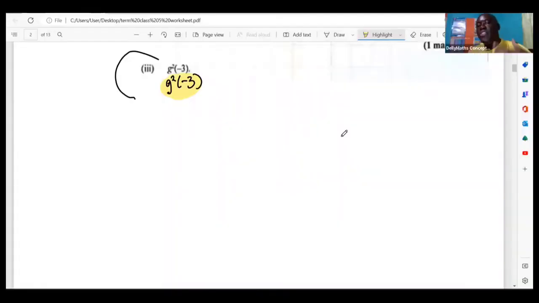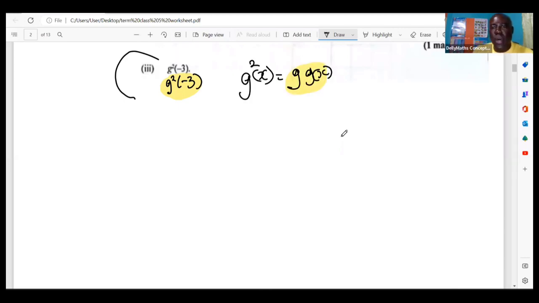The square of g of negative 3. But I want to highlight for you what the square of a function means, because people think they're going to multiply it by itself. Everything has its own context. In the context of function, watch this. g square of x really means g of x. Everybody, firstly, you need to know what the g function is, right?